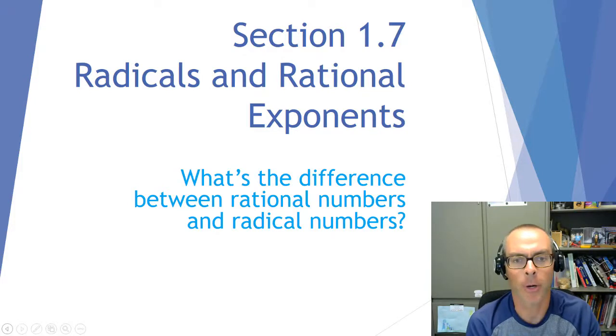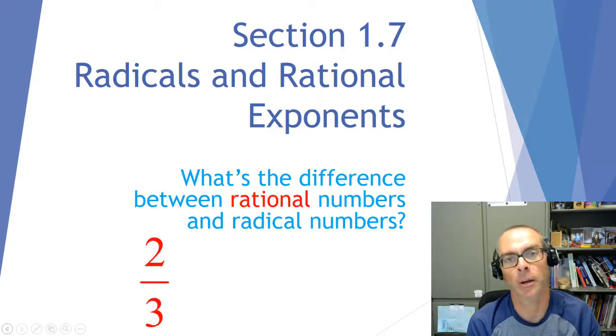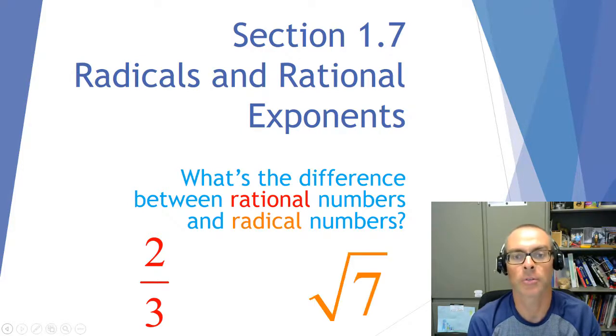You might remember from our work with number sets that a rational number, remember the root word is ratio in there, rational numbers are numbers that are fractions. Whereas numbers that are radicals are roots. So we're going to work with roots and numbers that have rational exponents in them because they're closely related. So let's take a look.